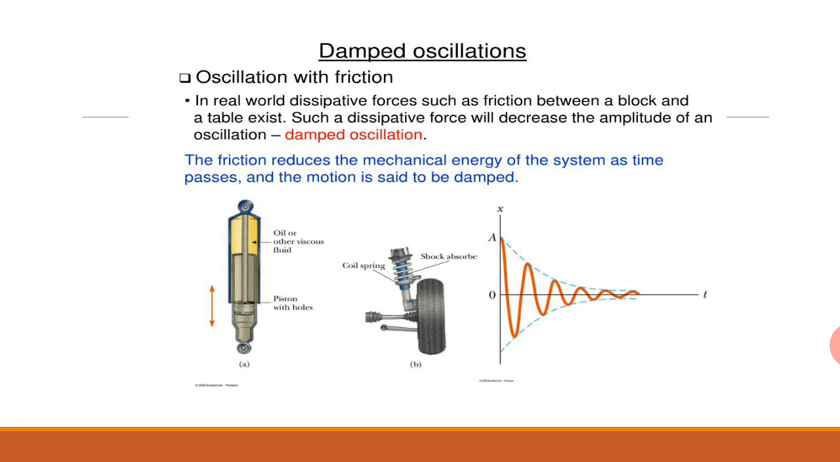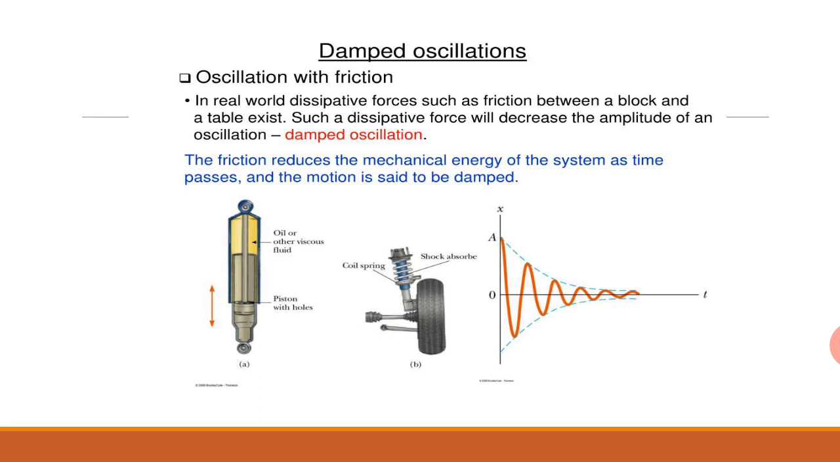Oscillation with friction. In the real world, dissipative forces such as friction between a block and a table exist. Such a dissipative force will decrease the amplitude of an oscillation. The friction reduces the mechanical energy of the system as time passes, and the motion is said to be damped.